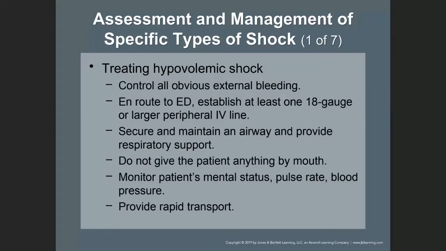Treating hypovolemic shock. So we're going to look at assessment and management for the specific types of shock. Control all obvious external bleeding. En route to the ED, establish at least one 18 gauge or larger peripheral IV line. So go with the largest size that can fit that patient. You might want to try 18, but it just can't fit. But the largest that can fit, you're going to go with it.